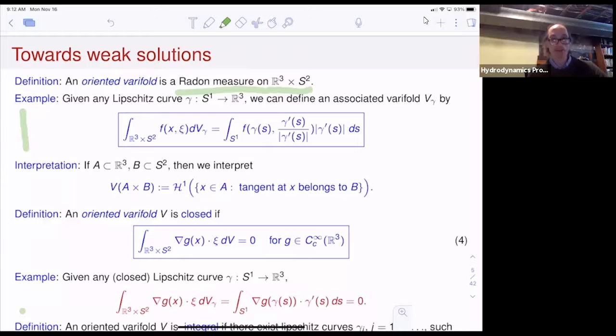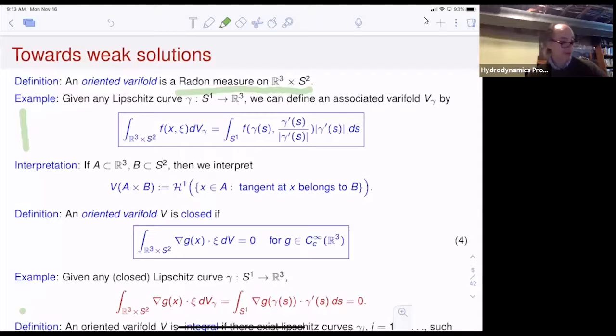To define a measure on R3 cross S2, it suffices to specify how to integrate functions on R3 cross S2 against that measure. I define the integral of a function f on this product space against V gamma as follows. Essentially I'm looking at the image of the curve. Given this gamma, I can look at the map that takes S1 into the curve in R3 cross S2, given by gamma of s together with the associated tangent vectors. So I have a natural curve in R3 cross S2, and I look at the push forward by that map of Lebesgue measure. That's the canonical example of an oriented varifold.